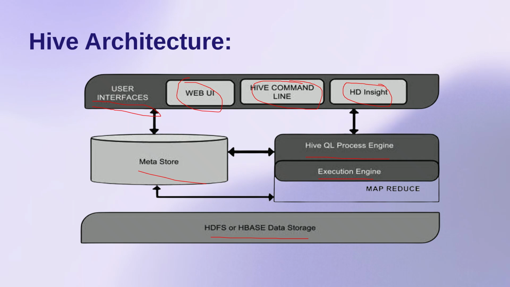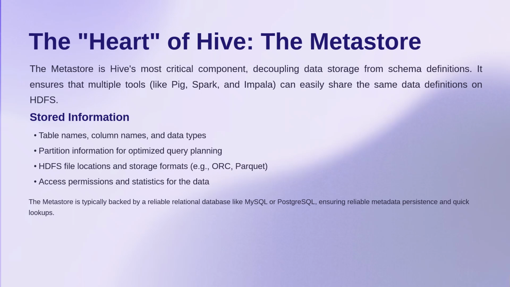Now, we have the Metastore, that is the heart of Hive. The Metastore contains all the information about the database name, schema name, table name, the number of columns in the table, and what is the data type of the column. These are all the information that are available with the Metastore. That is, it gives us all the metadata about the database or the file that we are creating on Hive.